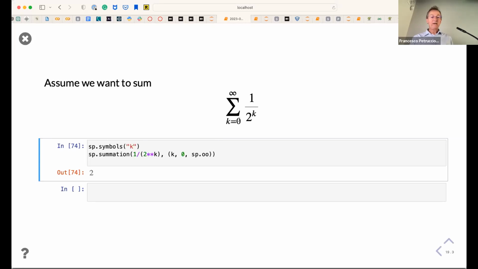Symbol k. Because infinity is a constant in SymPy. Remember, it was the double O, so SP oo stands for infinity. So again, what do we do? sp.summation of 1 over 2 to the power of k, and then we sum k from 0 to infinity. And the result is 2.